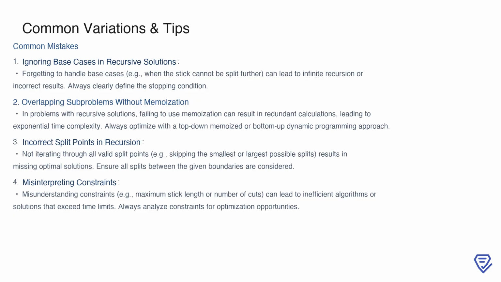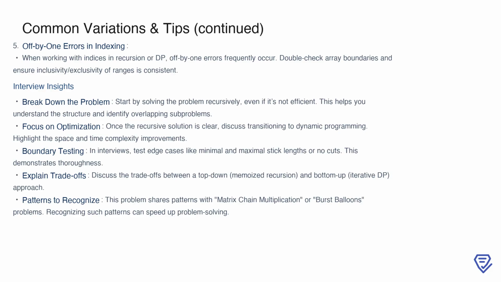Another mistake is failing to iterate through all valid split points during recursion. Skipping certain splits, like the smallest or largest possible points, might result in missing the optimal solution. Finally, misinterpreting constraints, such as the maximum stick length or the number of cuts, can lead to inefficient algorithms that exceed time limits. Carefully analyze the constraints to uncover optimization opportunities and ensure your solution meets the requirements. Off-by-one errors in indexing are another common issue to be mindful of. These errors often happen when working with array boundaries in recursion or dynamic programming. Make sure to double-check whether ranges are inclusive or exclusive and ensure consistency throughout your implementation.